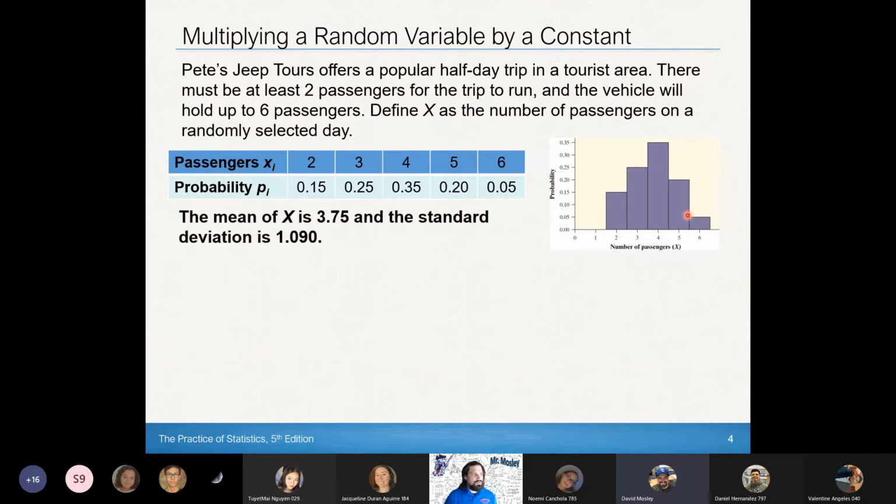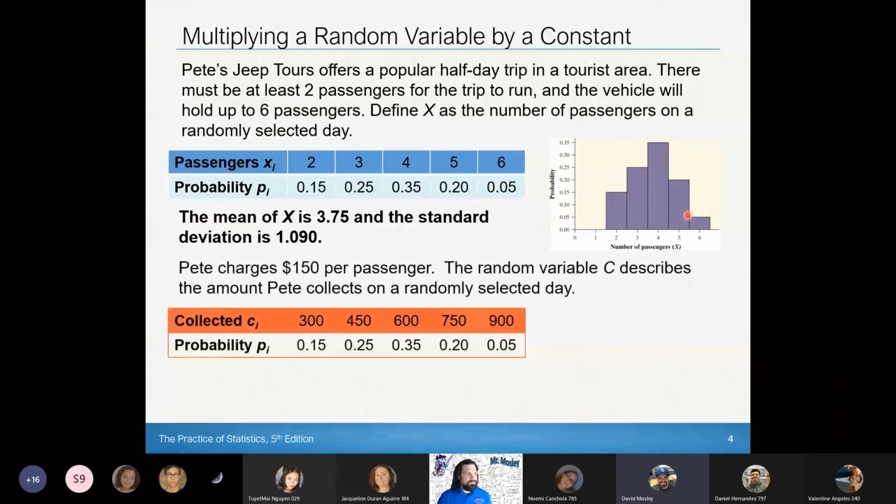All right. With a little bit of calculation, we can determine that the mean of the random variable x is 3.75, and the standard deviation is 1.090. We can do that by hand, or we can do that with technology. That is up to you. Pete charges $150 per passenger. The random variable c describes the amount Pete collects on a randomly selected day.